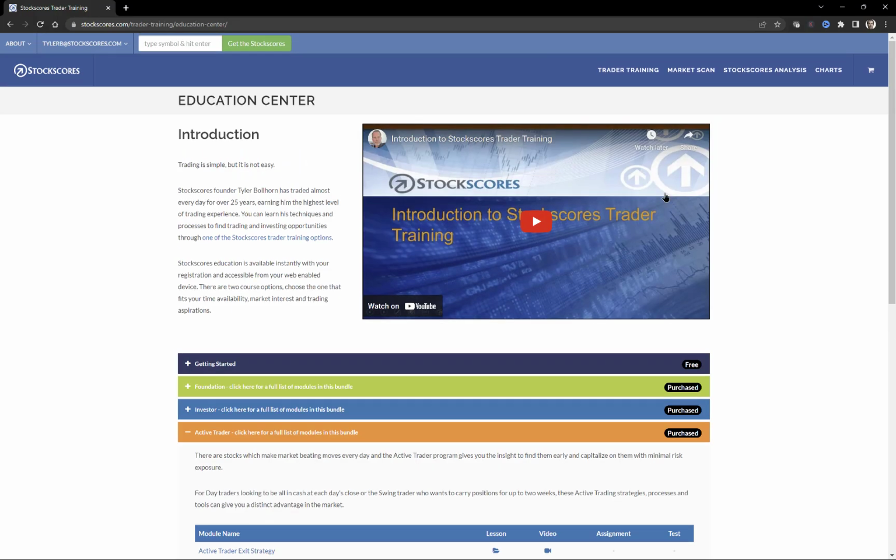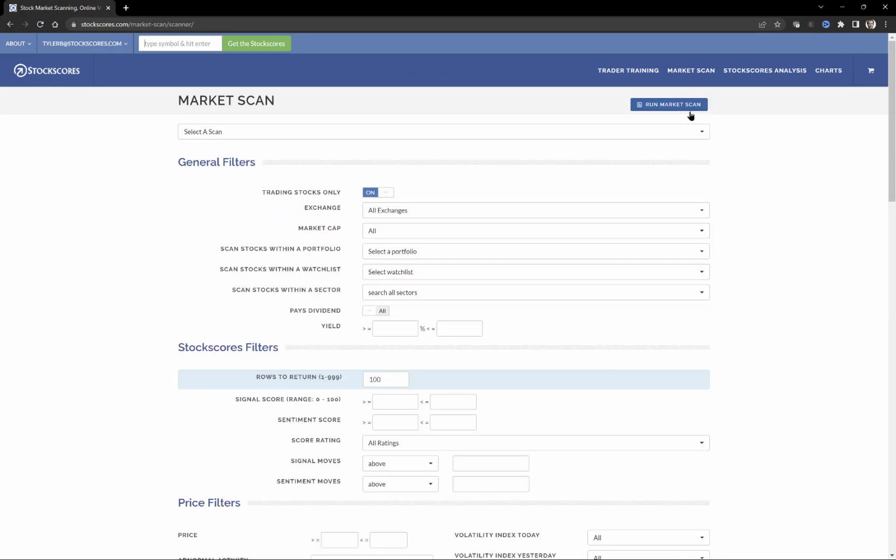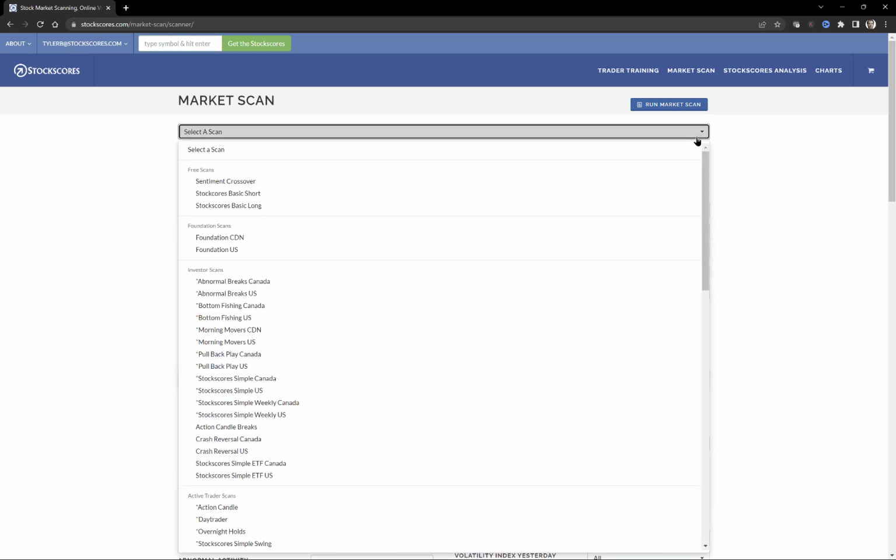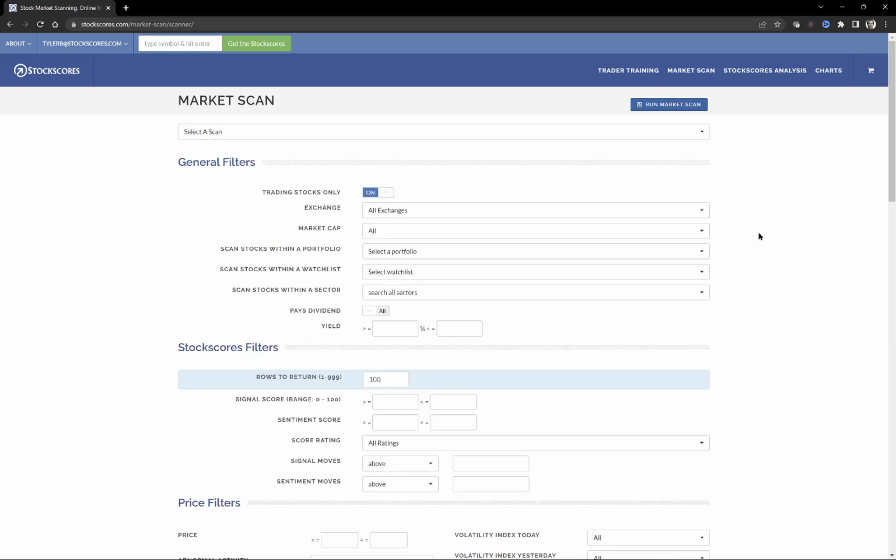I go back to the Stockscores website, go to the Market Scan, select Market Scan, and I'm going to build my own scan first. Now we have presets, but I'm just going to show you how you can build your own scan.